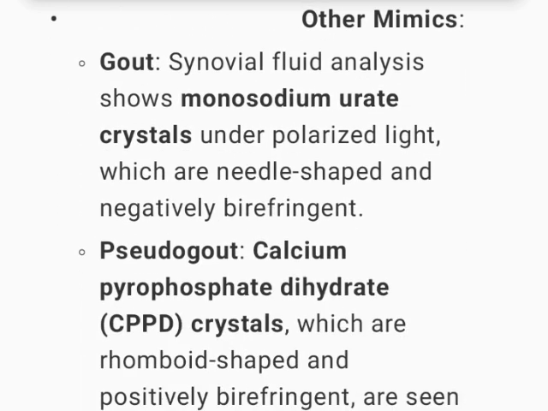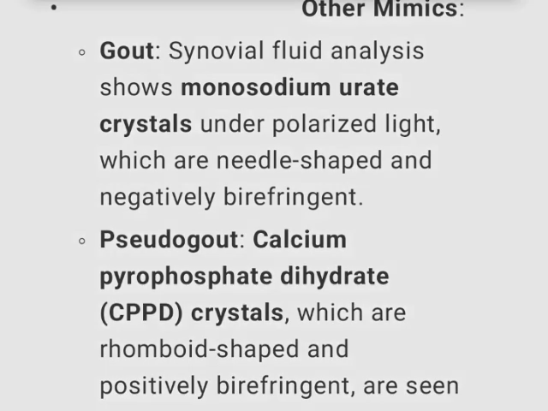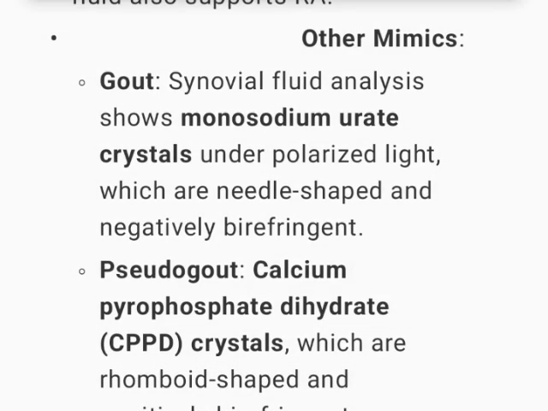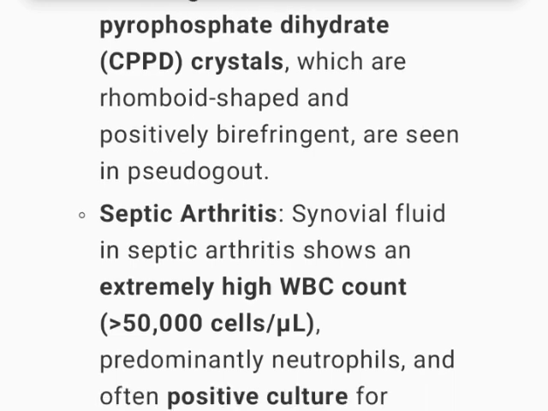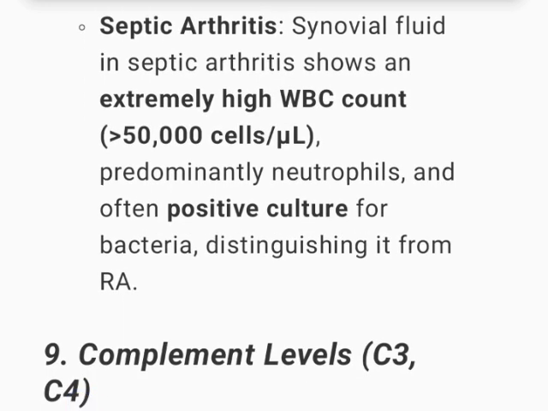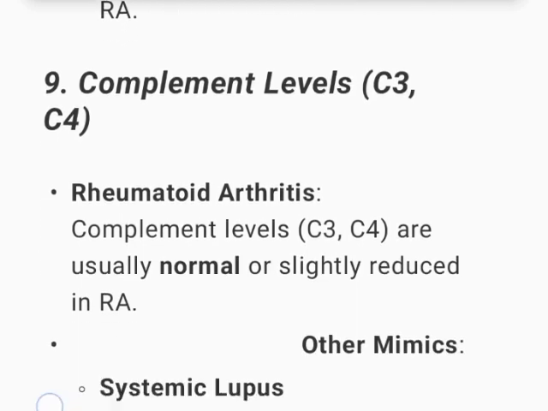Other mimics. Gout. Synovial fluid analysis shows monosodium urate crystals under polarized light, which are needle-shaped and negatively birefringent. Pseudogout. Calcium pyrophosphate dihydrate, CPPD, crystals, which are rhomboid-shaped and positively birefringent, are seen in pseudogout. Septic arthritis. Synovial fluid in septic arthritis shows an extremely high WBC count, over 50,000 cells per microliter, predominantly neutrophils, and often positive culture for bacteria. 9. Complement levels, C3, C4.